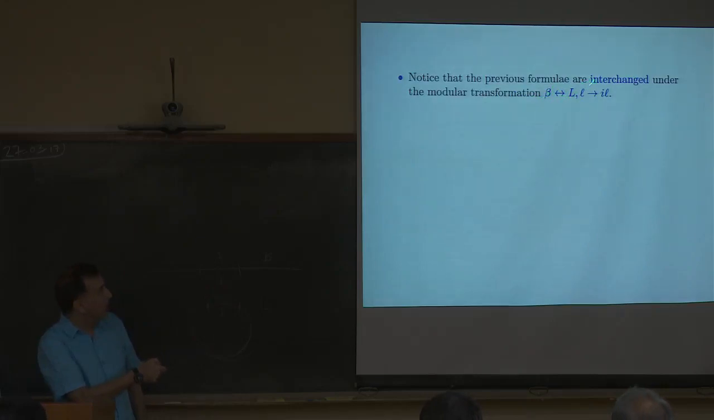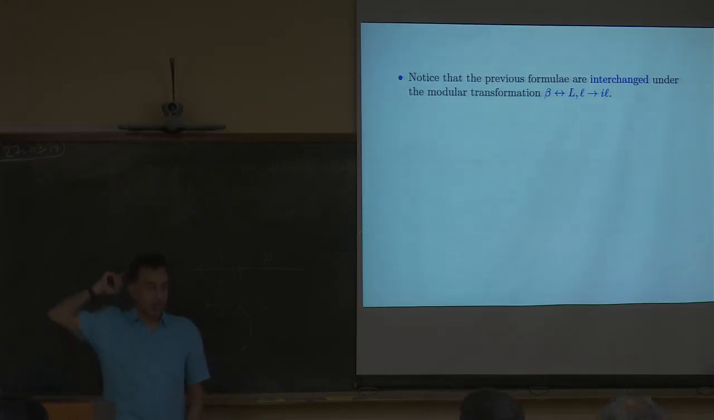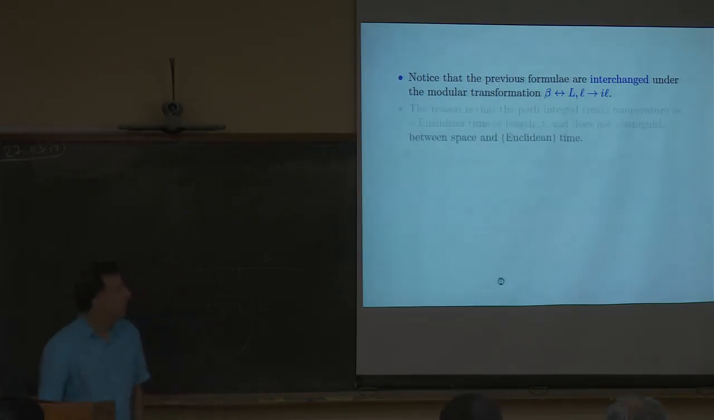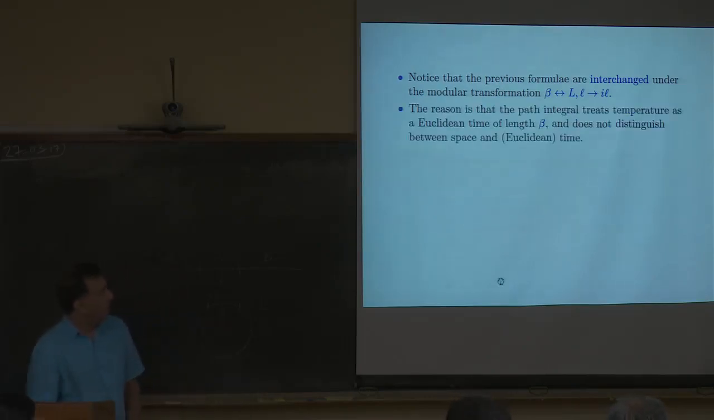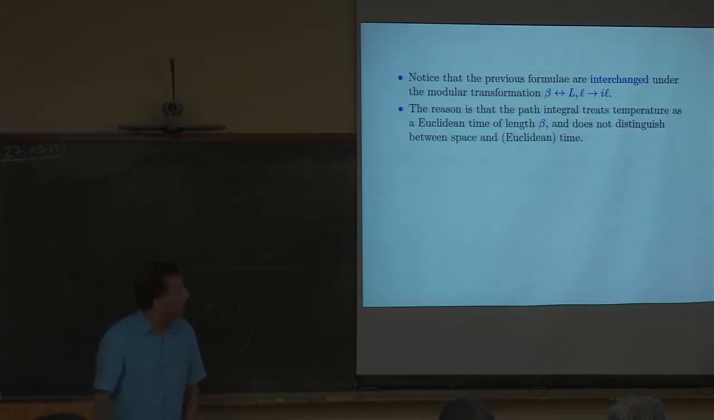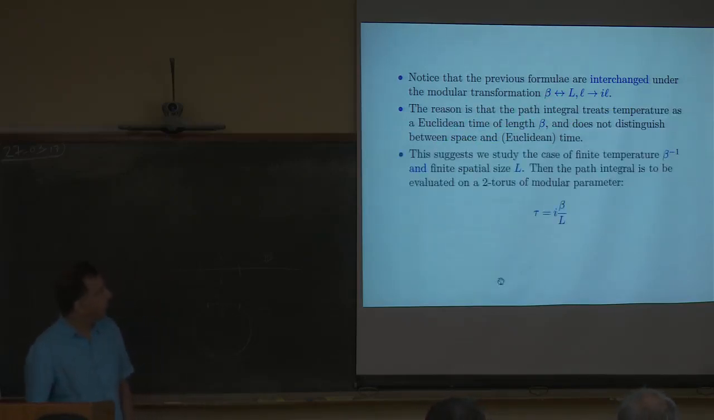Beta goes to L, inverse temperature to the spatial size, and L goes to iL. If I'm doing the Renyi entropy with n copies, I look at the whole manifold, and that's topologically the sphere in either case, right? Yes. And that's why the answer depends only on the central charge. That's exactly right. And so this modular behavior is because the path integral treats temperature as Euclidean time and doesn't distinguish between compact space and compact time.